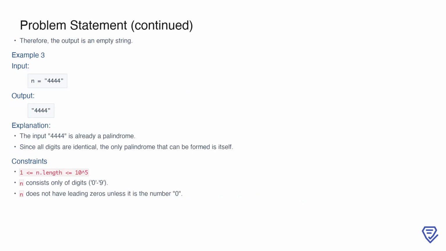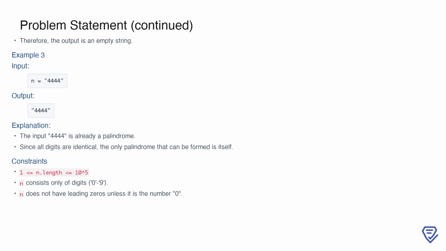Another example is when n equals 4444. Here, the input is already a palindrome, and since all the digits are identical, the only possible palindrome that can be formed is the input itself. Therefore, the output is 4444. These examples highlight how the function should handle cases where a palindrome exists, and where it does not.